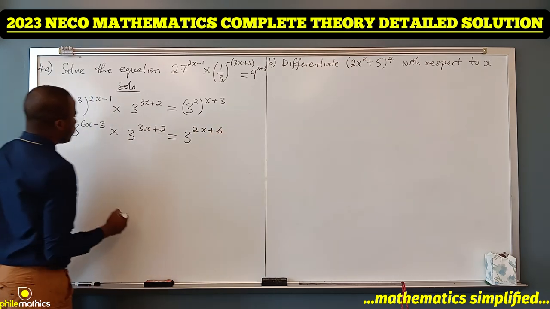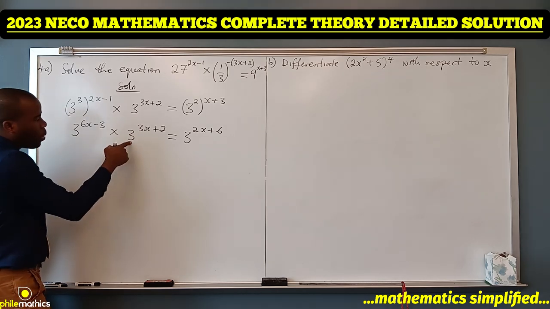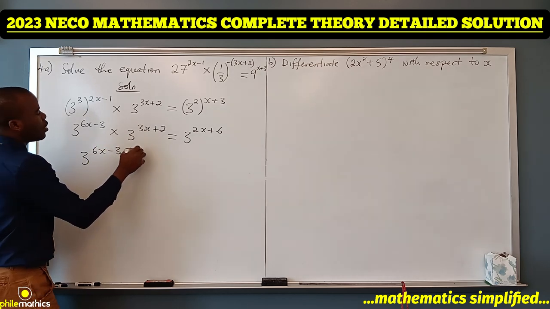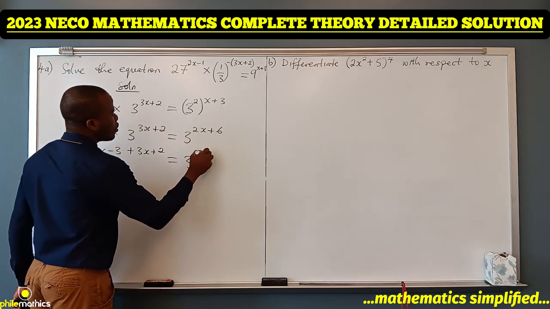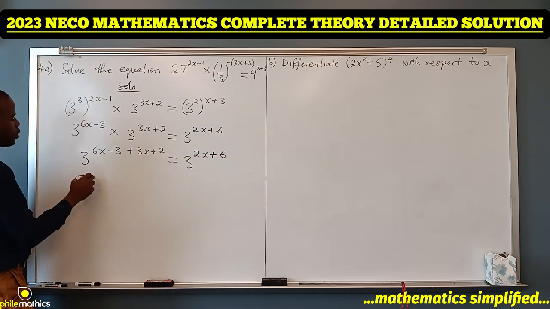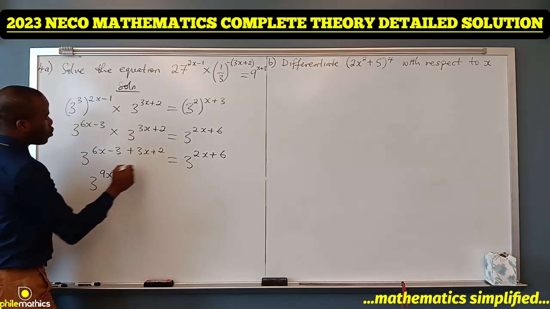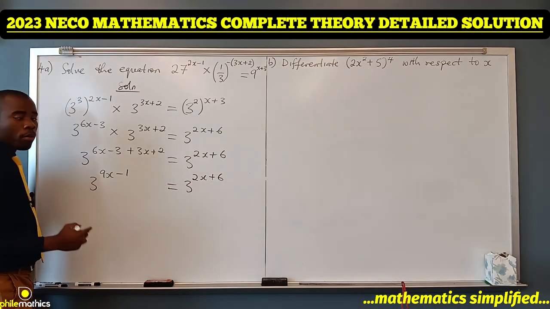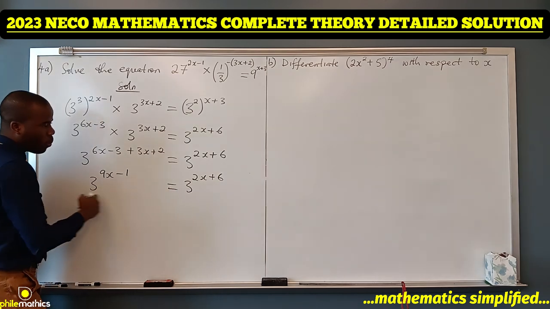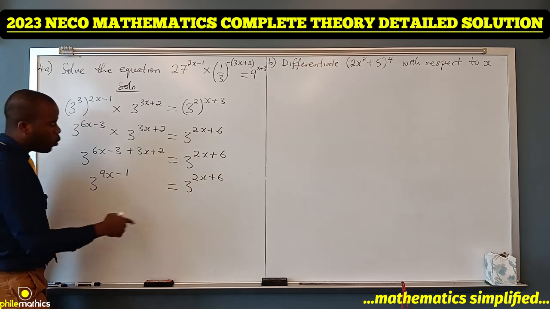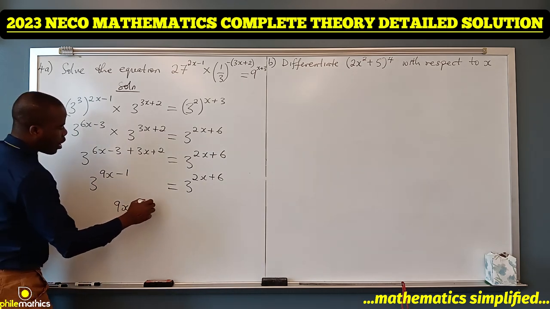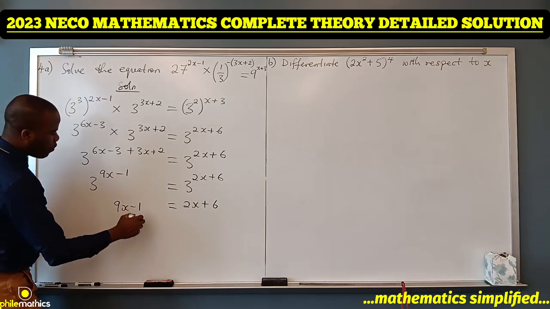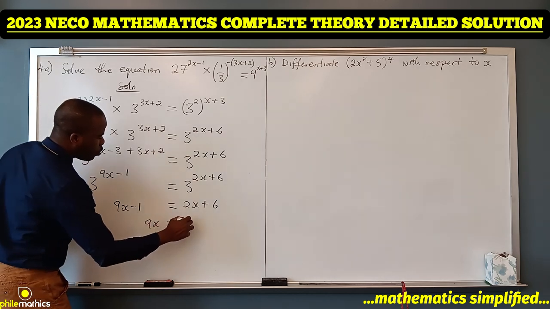Also, from laws of indices, when we multiply two numbers in the same base, we add their powers. So this will be 3 to power 6x minus 3 plus 3x plus 2 equals 3 to power 2x plus 6. 6x plus 3x will be 9x, minus 3 plus 2 will be minus 1, equals 3 to power 2x plus 6. Also, from laws of indices, when we have two numbers in the same base that are equal, their powers have to be equal. So 9x minus 1 has to be equal to 2x plus 6. So if I add 1 to both sides, I will have 9x equals 2x plus 7.